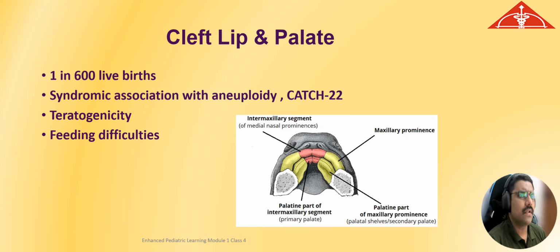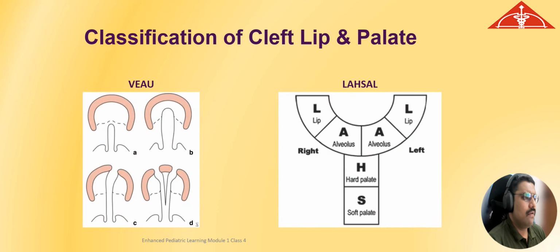As we all know, it is a problem of the aberration and fusion of the mandibular and maxillary prominences, which are part of the first pharyngeal arch. Though classification is easy to identify them, type 1 is that of the soft palate alone, type 2 is that of the hard palate, type 3 is that of unilateral lip and palate, and type 4 is that of bilateral lip and palate. A practical classification of LAHSAL is also frequently used by clinicians.